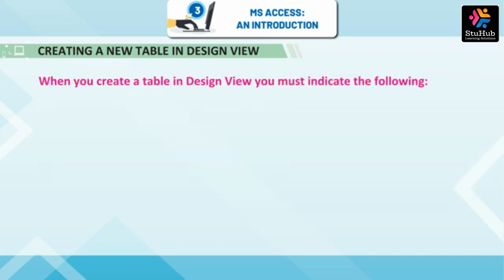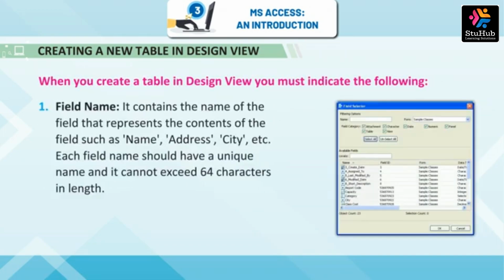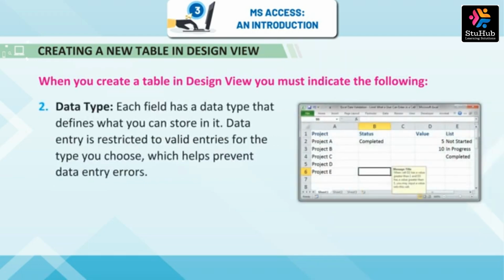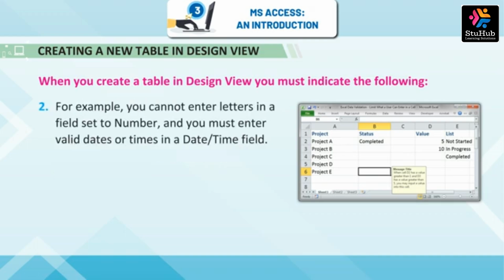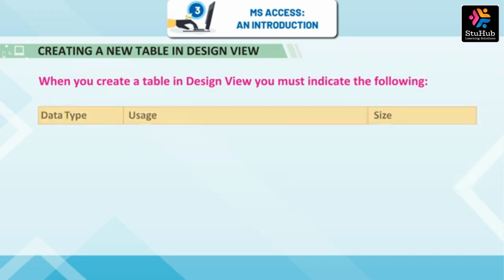When you create a table in Design View, you must indicate the following. Field name: it contains the name of the field that represents the contents of the field, such as name, address, city, etc. Each field name should be unique and it cannot exceed 64 characters in length. Data type: each field has a data type that defines what you can store in it. Data entry is restricted to valid entries for the type you choose, which helps prevent data entry errors. For example, you cannot enter letters in a field set to number, and you must enter valid dates or times in a date or time field.